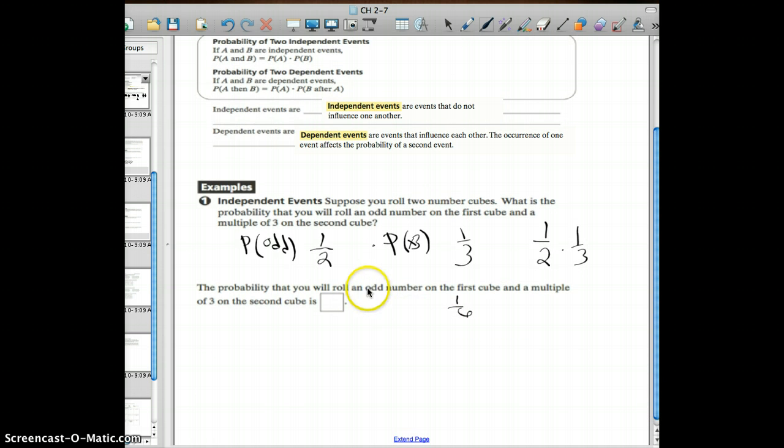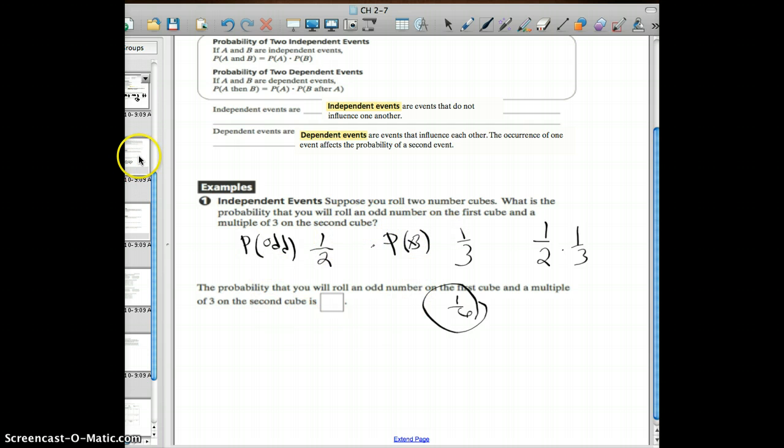Okay, so the probability of rolling an odd number and then a multiple of 3 is 1/6, and I'm going to take the 1/2 and the 1/3 and multiply them together, because that's the probability of the first event and that's the probability of the second event, and they're independent.